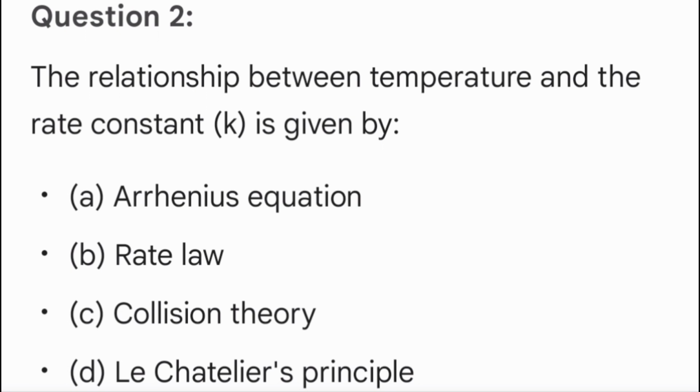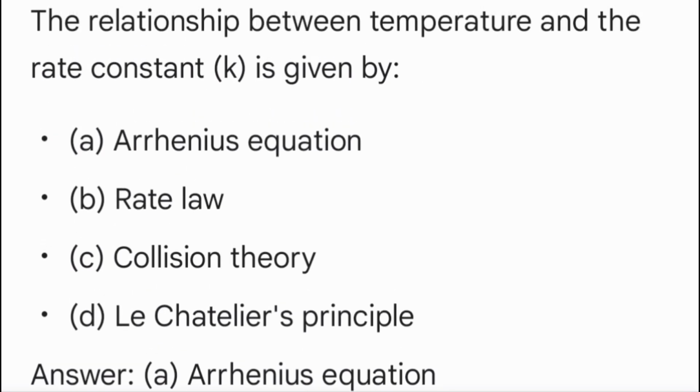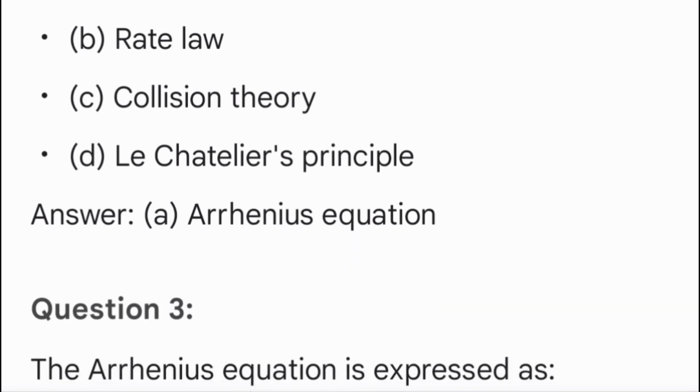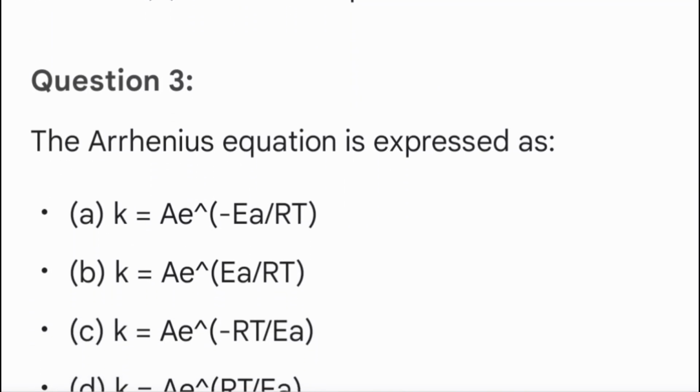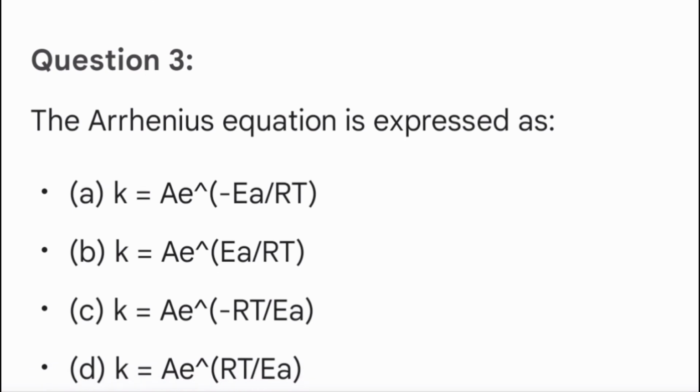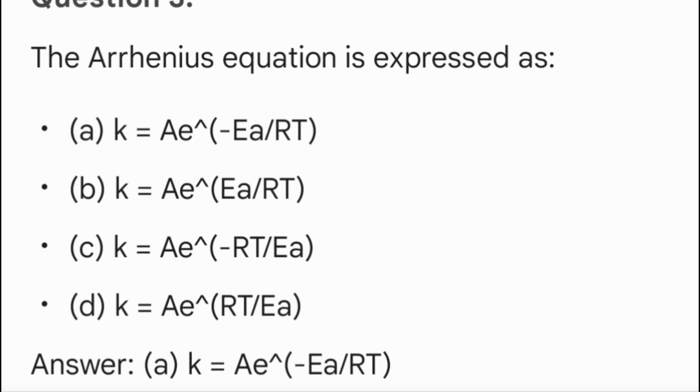Le Chatelier's principle. Answer A. Arrhenius equation. Question 3. The Arrhenius equation is expressed as: A, k equals A e^(Ea/RT). B, k equals A e^(-Ea/RT). C, k equals A e^(RT/Ea). D, k equals A e^(-RT/Ea). Answer: k equals A e^(-Ea/RT).